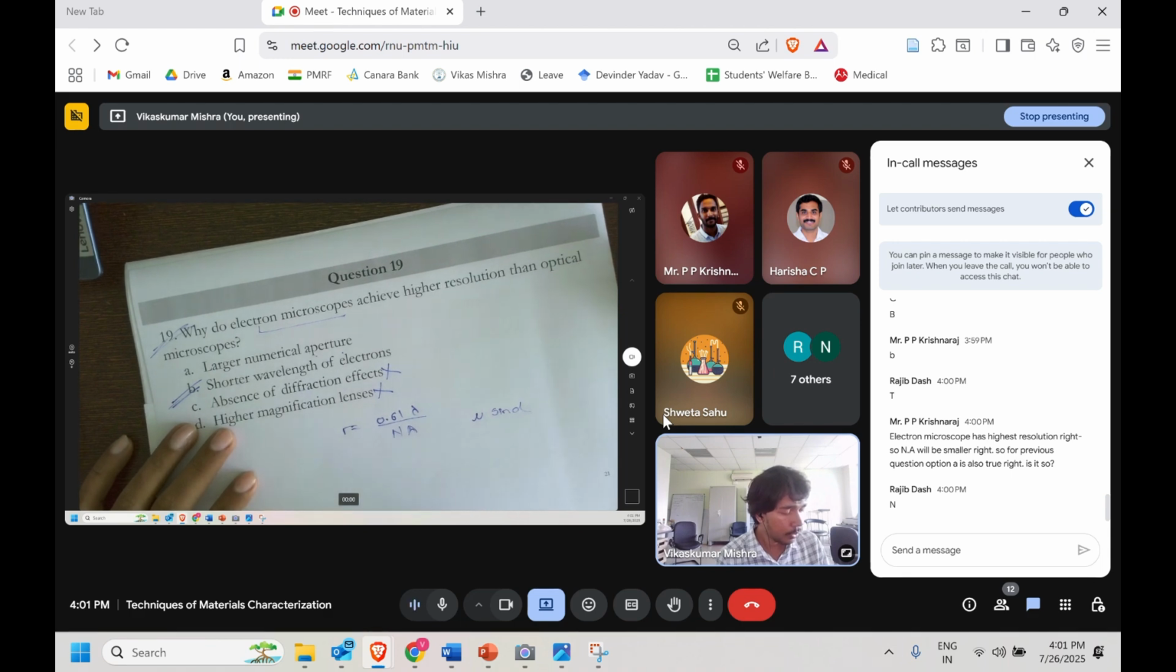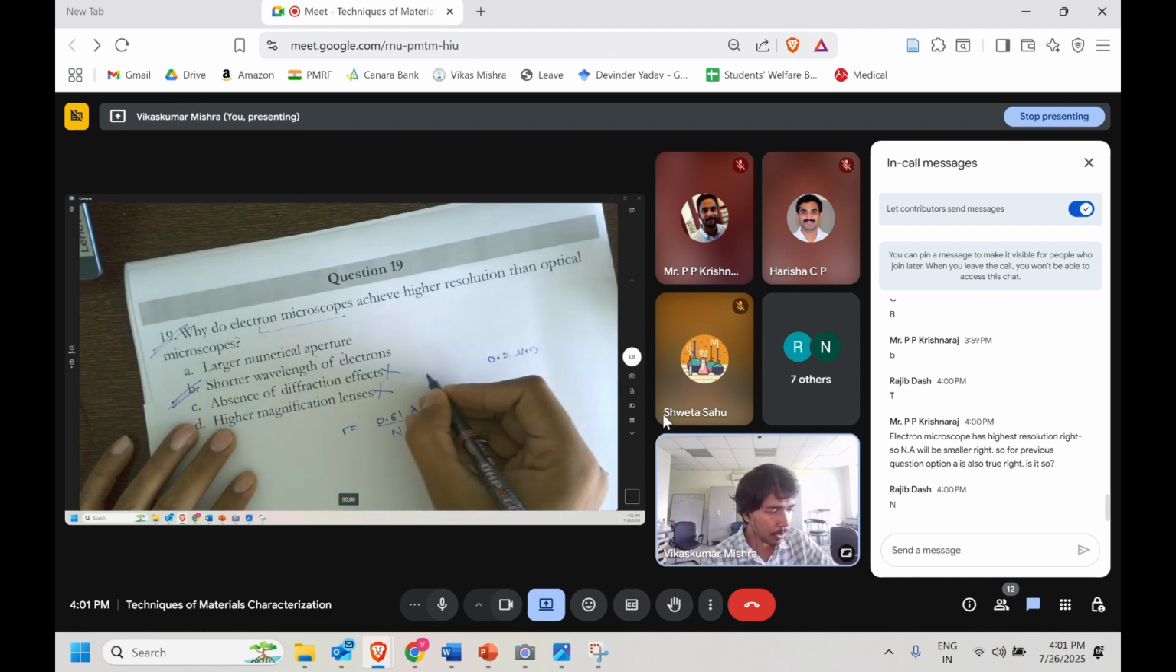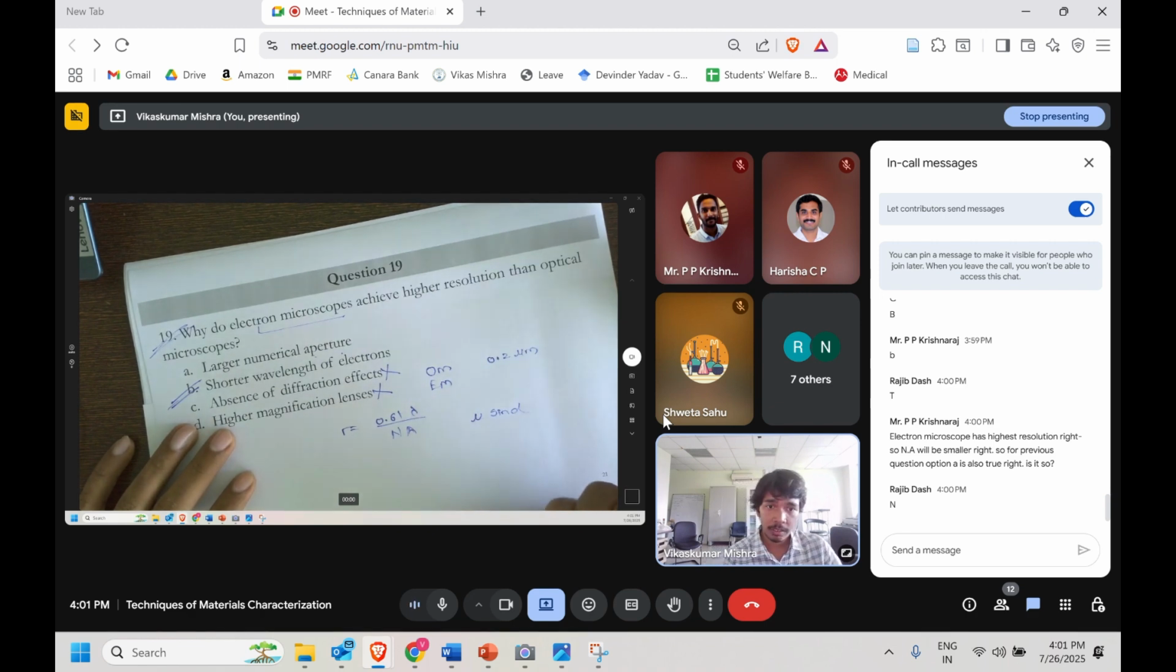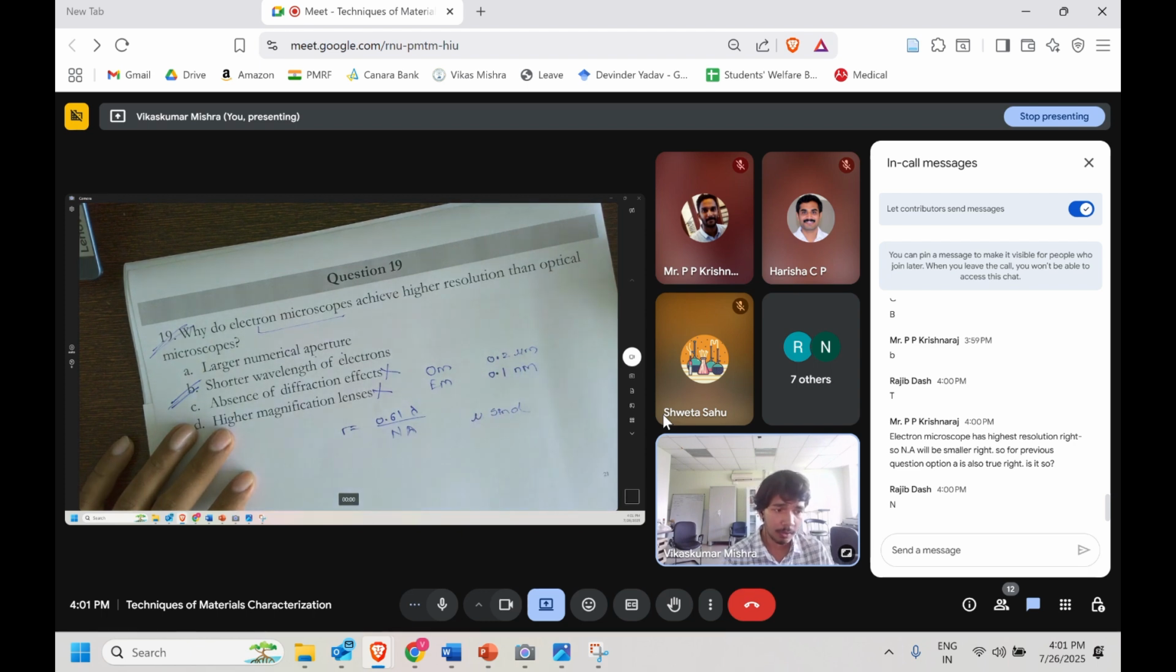Now, the resolution for the optical microscope, maximum we can go to 0.2 micrometer. For the electron microscope, let's talk about the SEM, we can go to around 0.1 nanometer. So how much are we decreasing? Something around 10 to the power of 3, an order of magnitude difference.